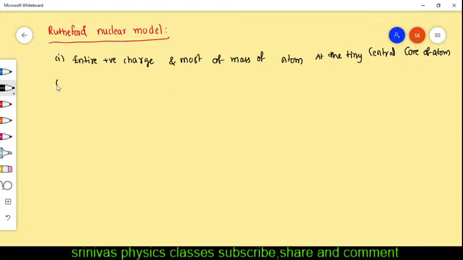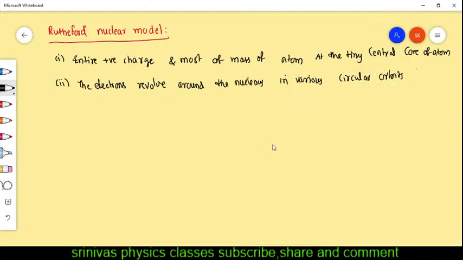And the second point he observed is that the electrons revolve around the nucleus in various circular orbits, like planets revolve around the sun.